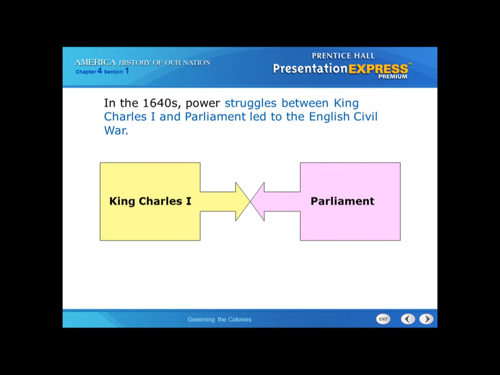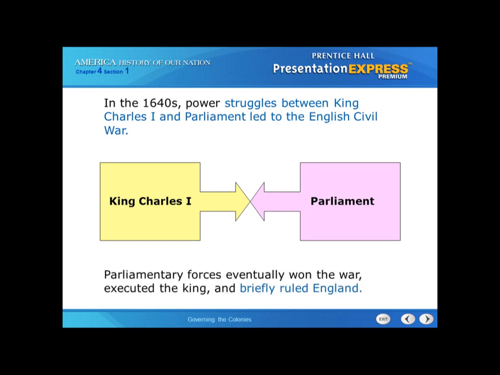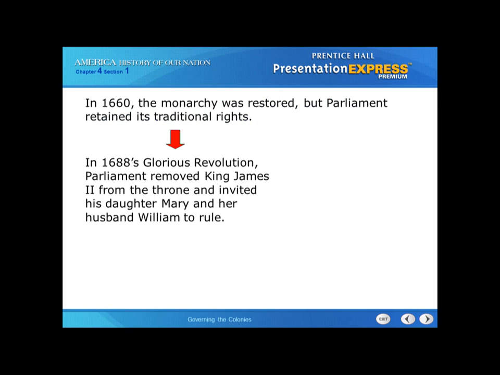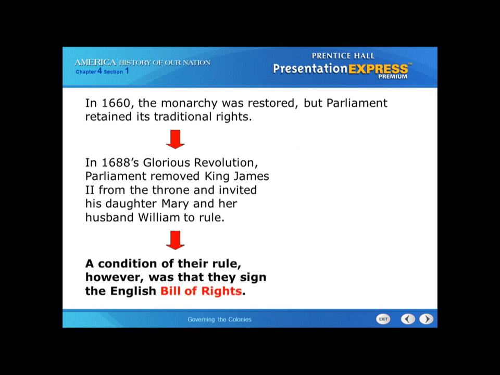In the 1640s, power struggles between the king and Parliament led to the English Civil War. The two clashed. And these parliamentary forces eventually won the war. They executed the king and they briefly ruled England. In 1660, the monarchy was restored, but Parliament retained its traditional rights. In the 1680s, the Glorious Revolution, Parliament removed King James II from the throne and invited his daughter Mary and her husband William to rule.